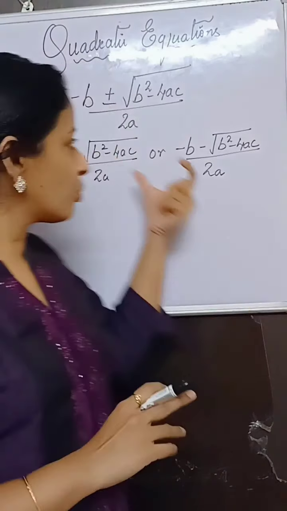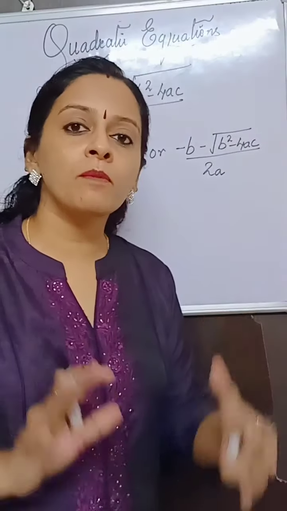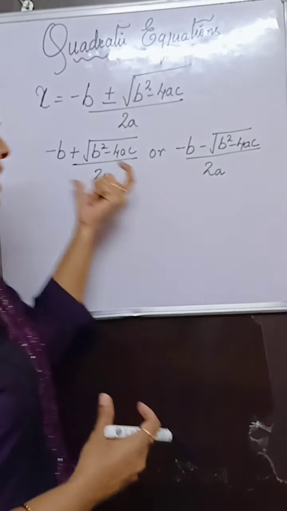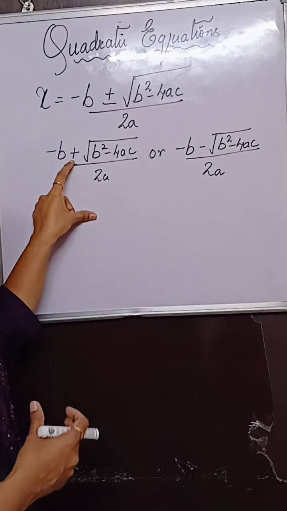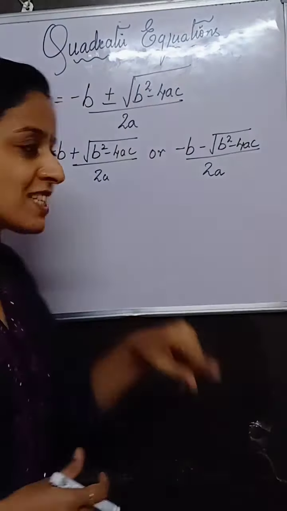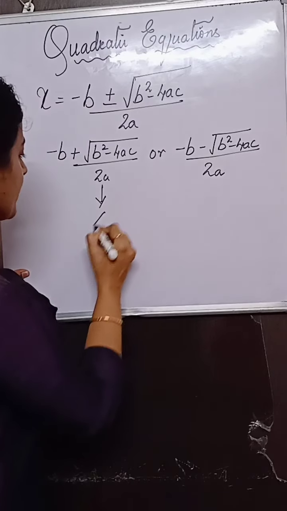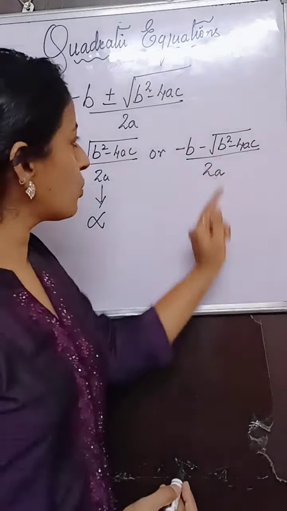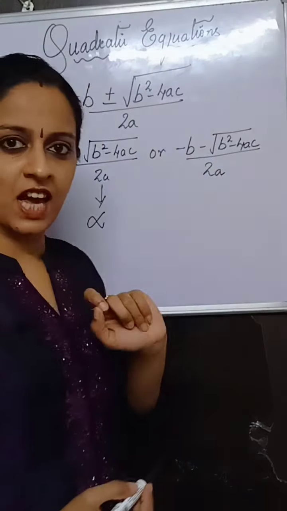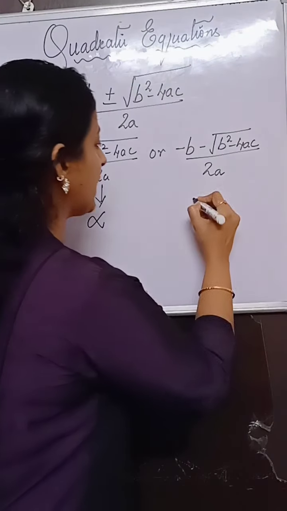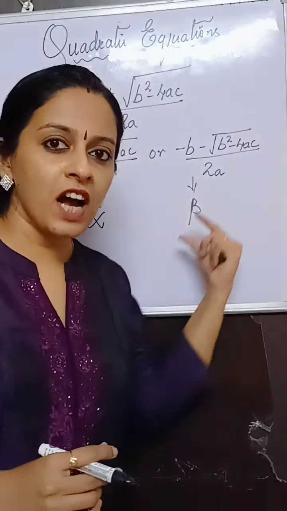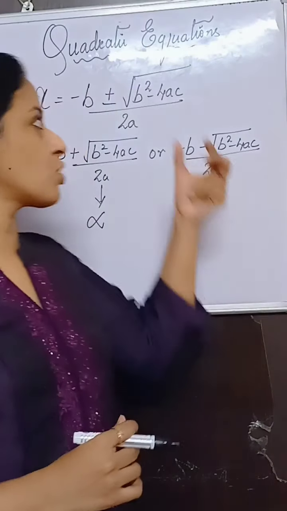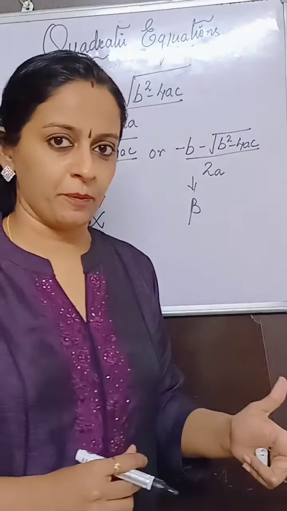Now these two roots are called by a special name. The root with the positive sign, that is, when you put the positive sign here, the root that you get is called alpha. And the root that you get when you put the negative sign is called beta. Alpha and beta are the two roots of a quadratic equation.